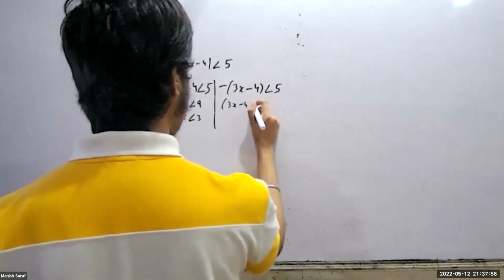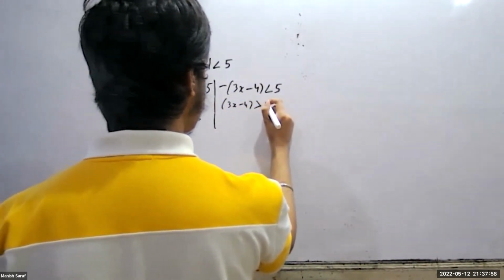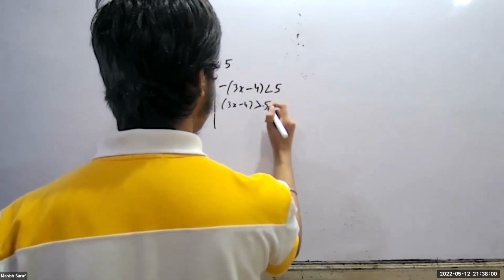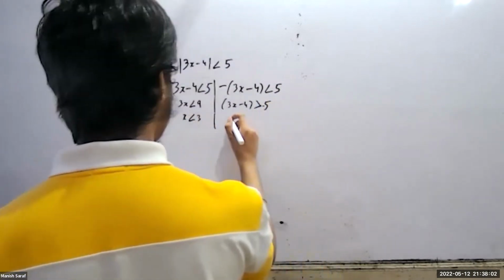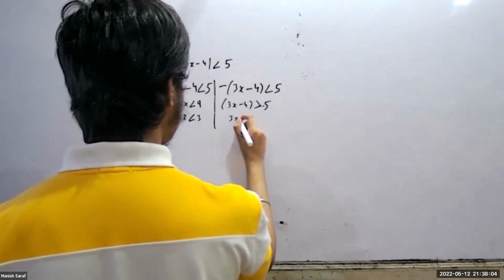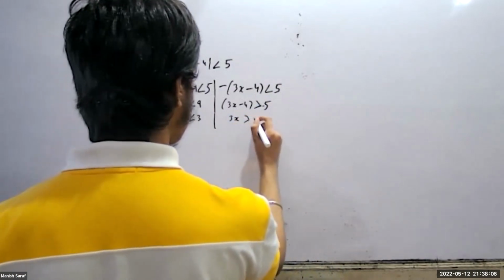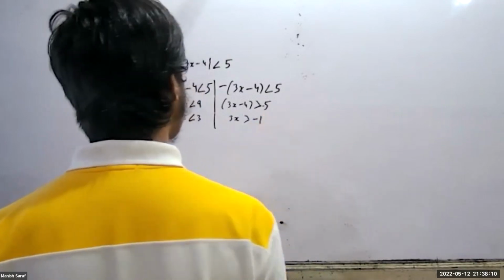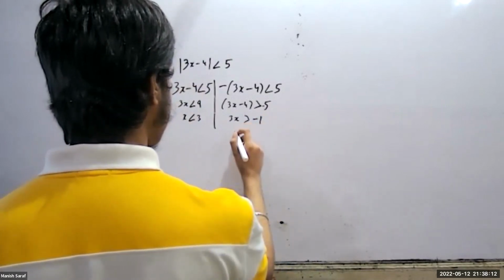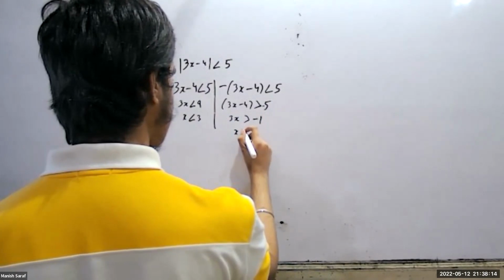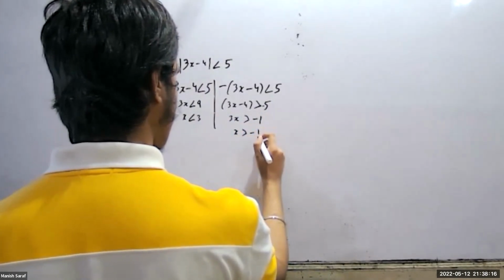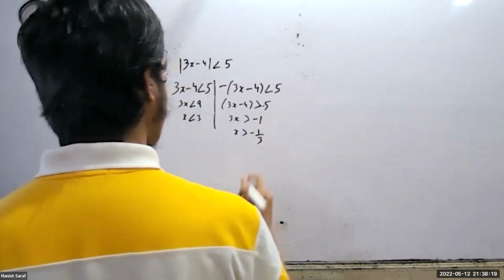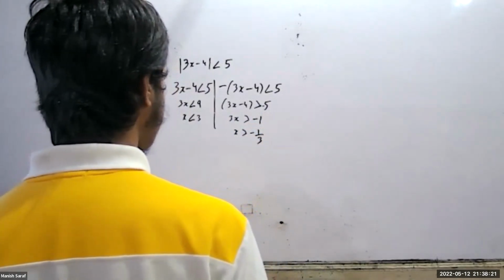3x minus 4 becomes greater than minus 1. Correct. So 3x becomes greater than minus 1. Correct. So x becomes greater than minus 1 by 3. Did you make any mistake while solving?